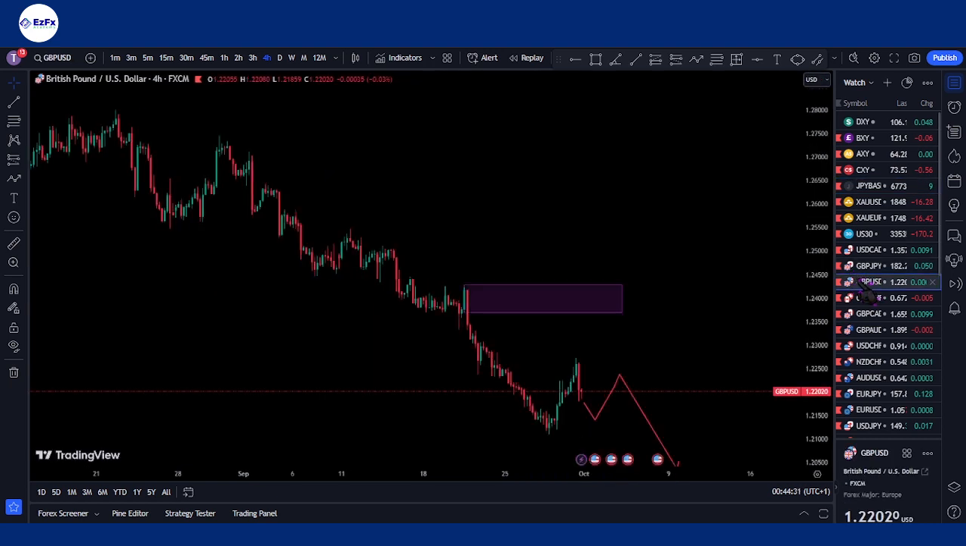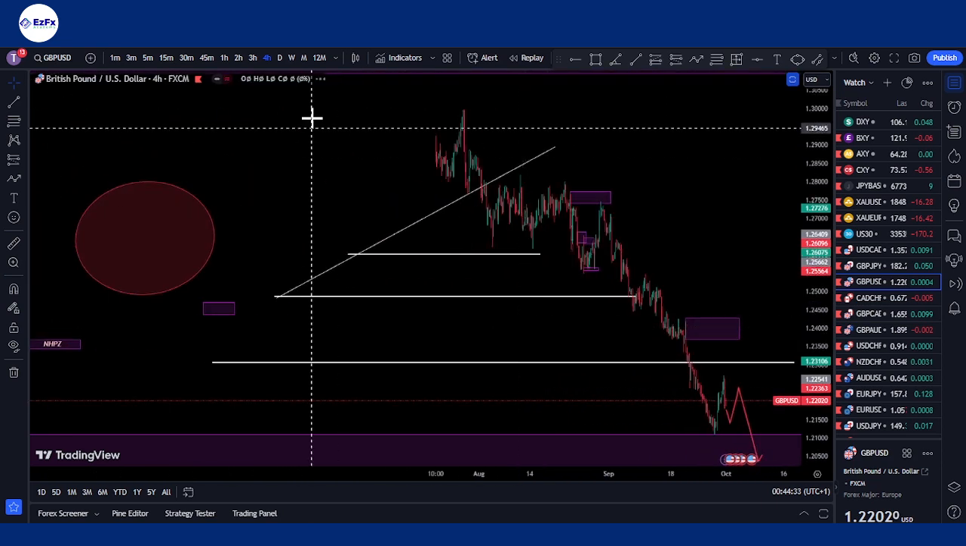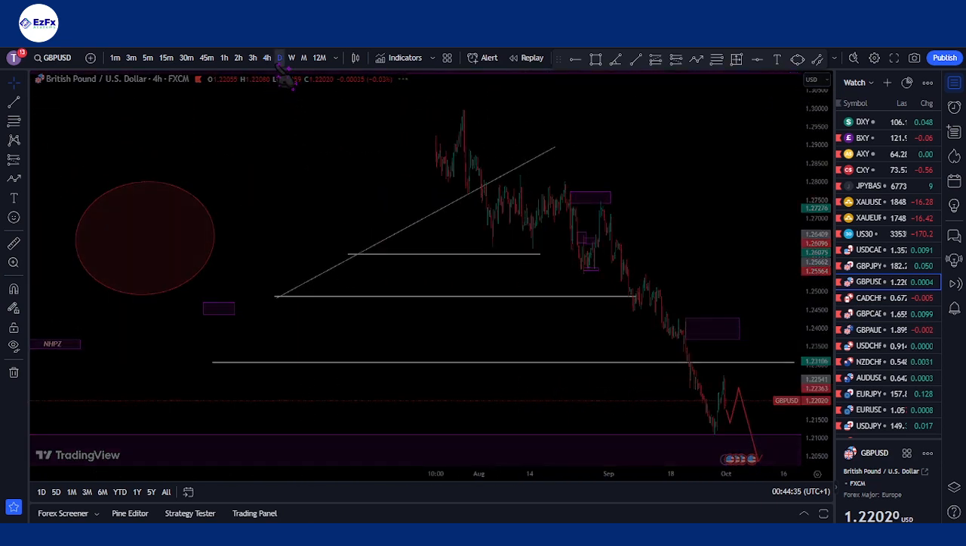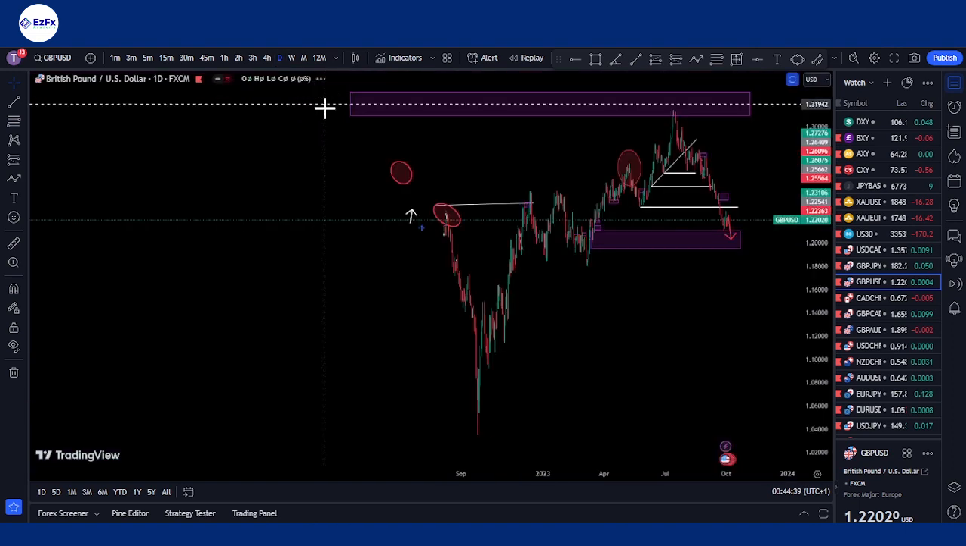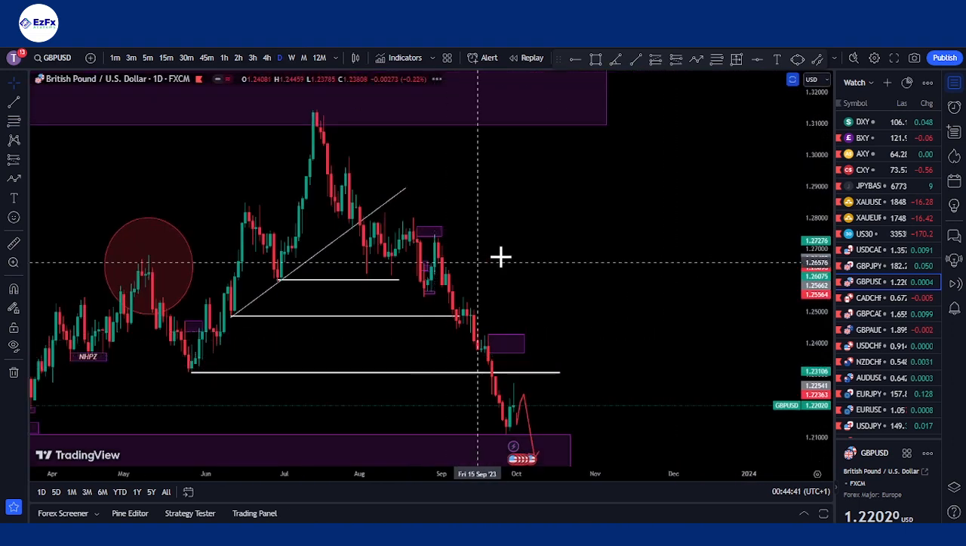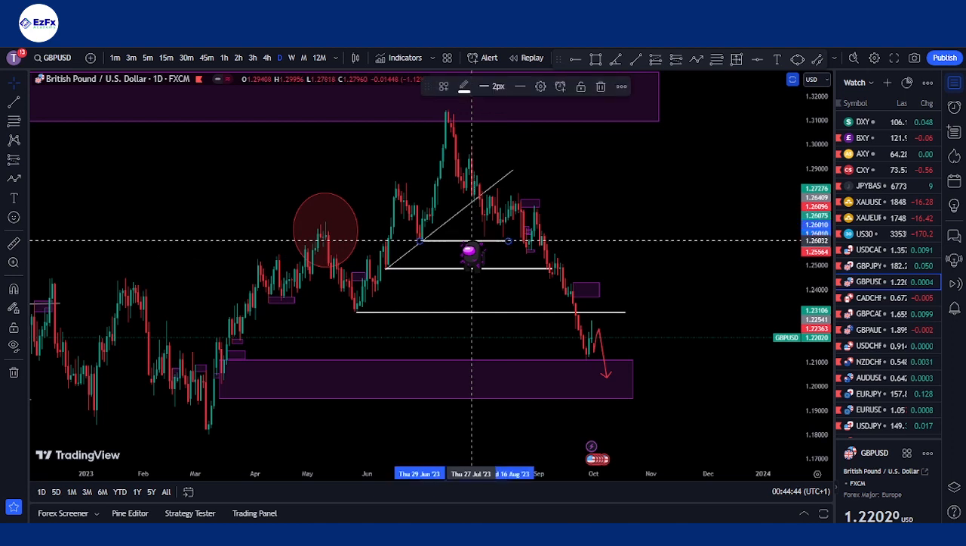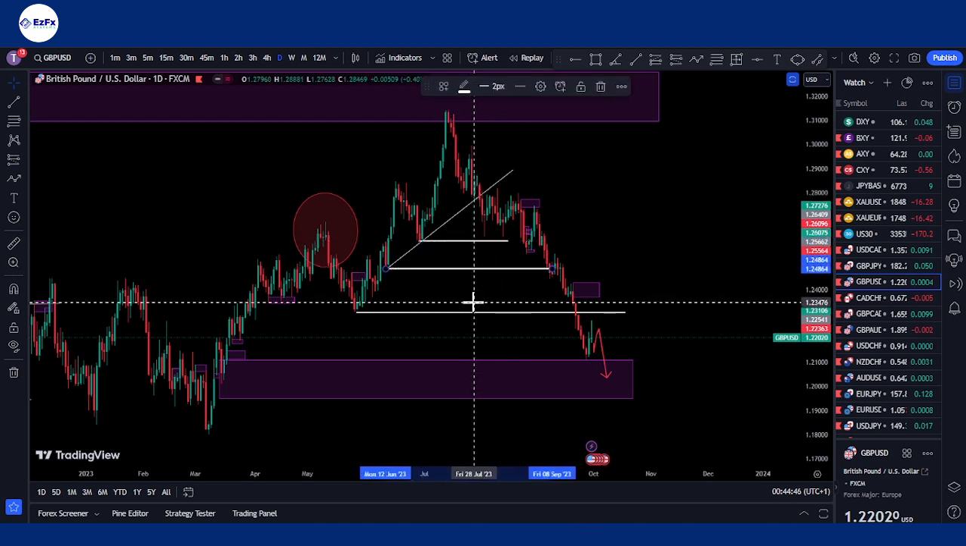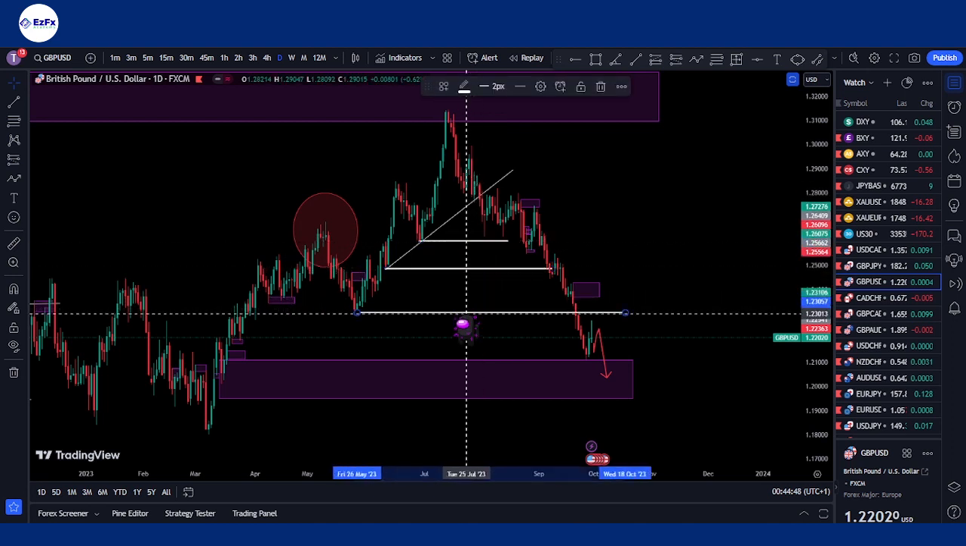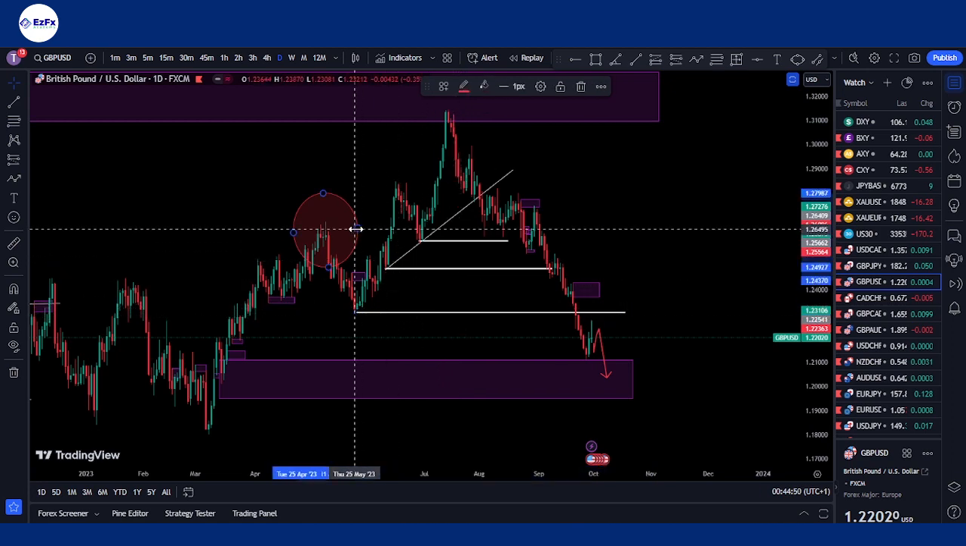Let's look first off at GBP USD. Let me go up to the daily time frame on GBP USD. I have some things that I would love for us to look at together. We've seen GBP USD has broken this low, seen another low that has been broken here, and we've seen a third low that has been broken around here.